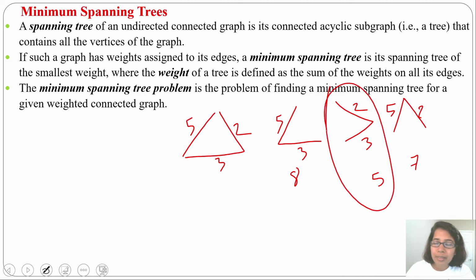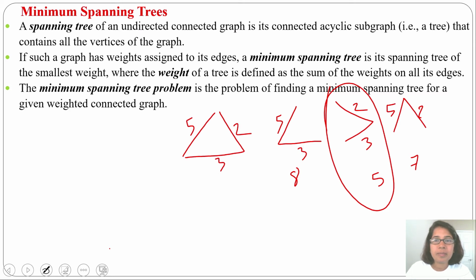So finding the minimum spanning tree is called the minimum spanning tree problem. This is a small graph, so we can create all the spanning trees, find the sums and find the minimum spanning tree. But if the graph is big, we cannot create lots of spanning trees and find the total weight. It will be time consuming. That's why there are two algorithms. One is Prim's algorithm, another is Kruskal's algorithm for finding minimum spanning tree.